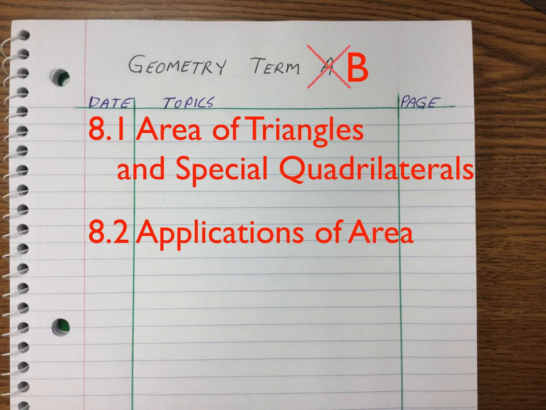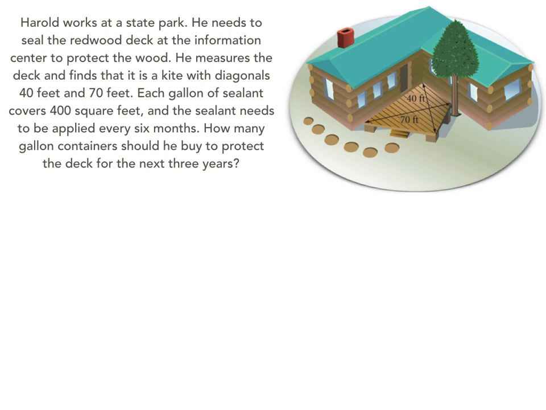Section 8.2 deals with applications of area. We'll just talk through one example, and then we'll clean up the pieces in class together. So let's take a look at this example. You'll probably want to push pause and copy down the information you see here. Harold works at a state park. He needs to seal the redwood deck at the information center to protect the wood. He measures the deck and finds that it is a kite with diagonals 40 feet and 70 feet. Each gallon of sealant covers 400 square feet, and the sealant needs to be applied every 6 months. How many gallons should he buy to protect the deck for the next 3 years?